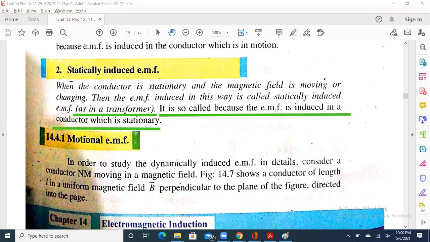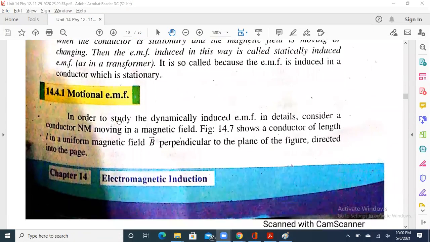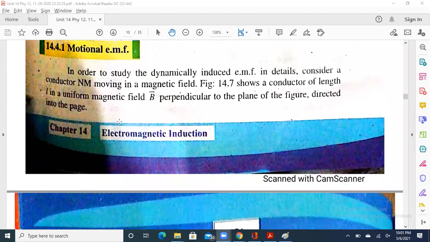Anyhow, we had the main concept regarding the two types of induced EMF, which is dynamically induced EMF and statically induced EMF. Now we'll be moving ahead and we'll be looking into the motional EMF. Motional EMF or dynamically induced EMF. Same thing. Motional means dynamic.